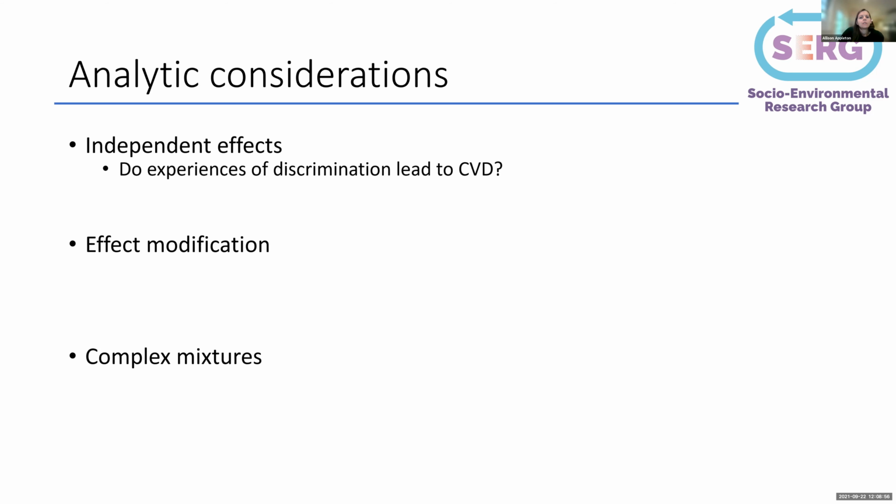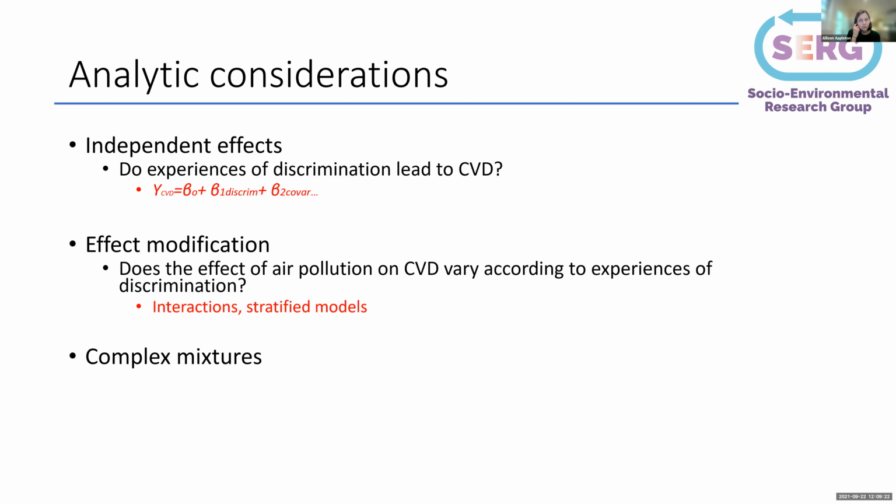So do experiences of racial and ethnic discrimination lead to cardiovascular disease? Well, that just looks like a regular regression model. So cardiovascular disease is your outcome. Then you would simply have a parameter in your model for discrimination and a set of covariates. And so you'd be able to see the effect of discrimination on cardiovascular disease over and above the covariates in your model.